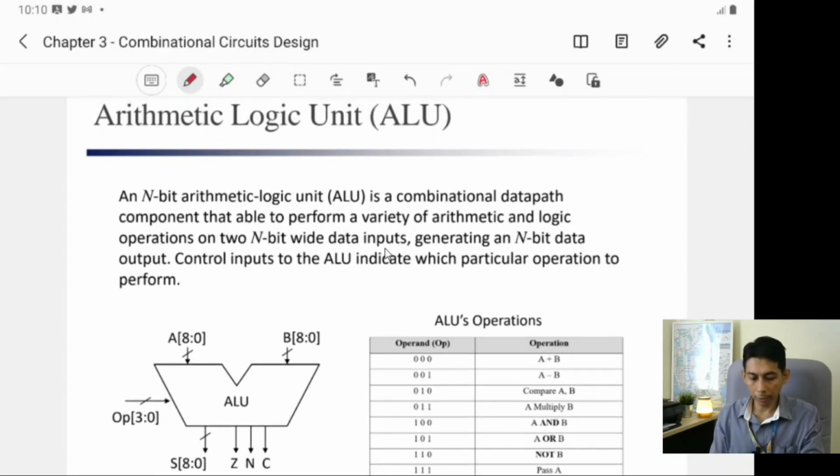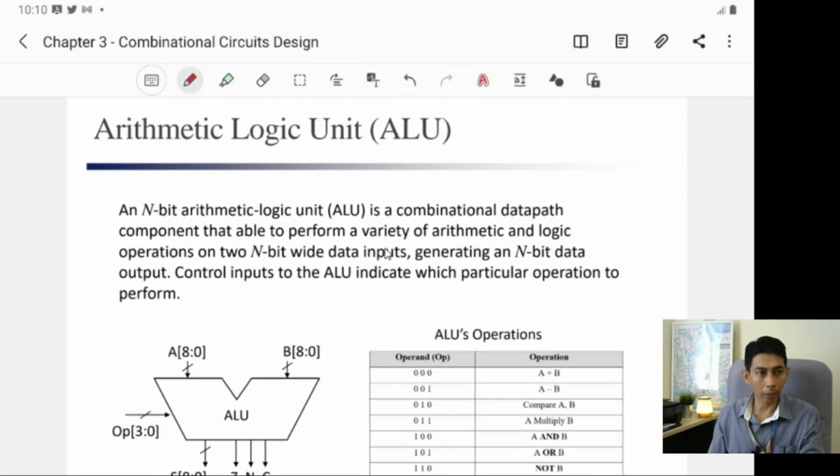The last part will be the ALU, or arithmetic logic unit. Yeah. So this is the ultimate target when we design a combinational logic. So we want to design a brain of the computer, which is the ALU. So the brain of the computer is actually the arithmetic unit and logic unit, of course. So how to design that?